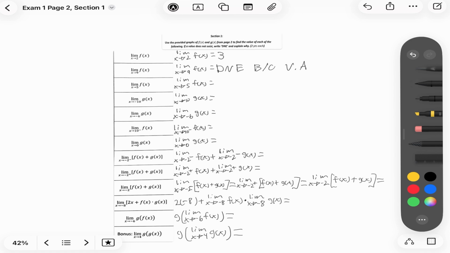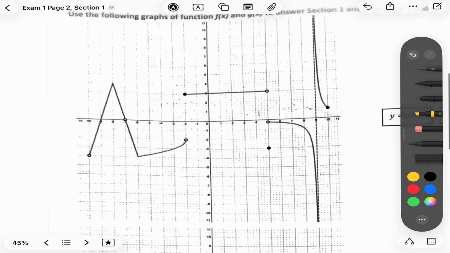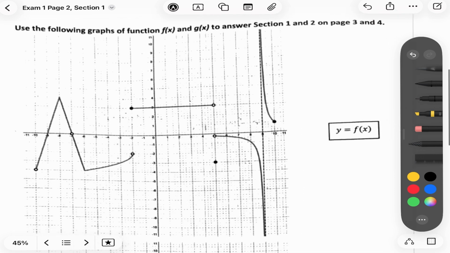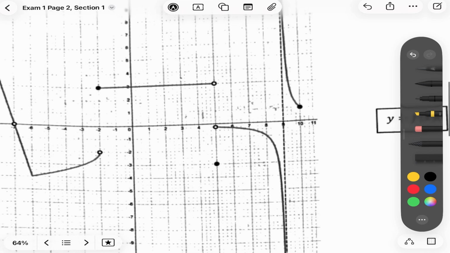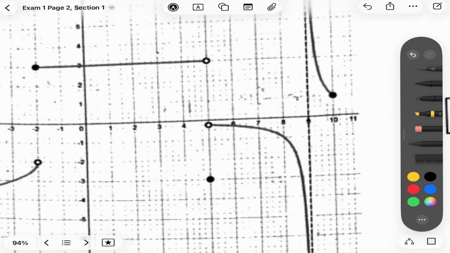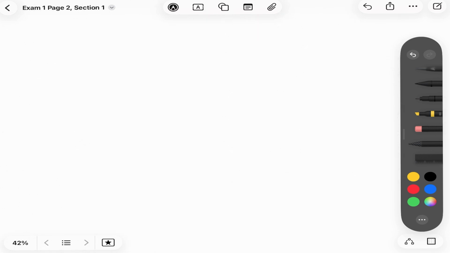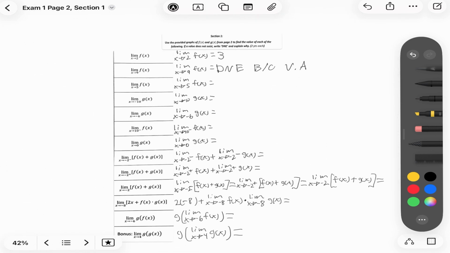Now our next one, limit x approaching 5, our f of x graph again. We go to 5. Now we can see here that from the left it is approaching 3, and from the right it is approaching, I would say, negative 0.2. Because they have different values from the left and the right, our answer will be does not exist.